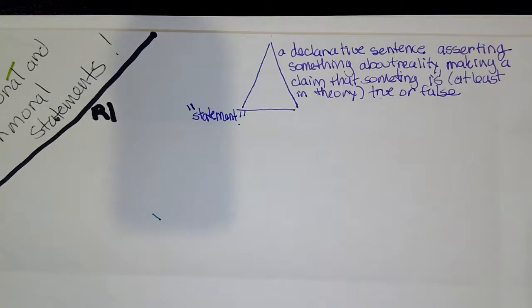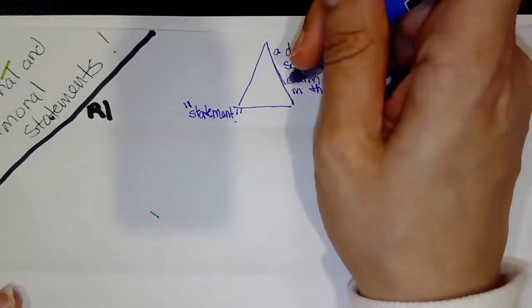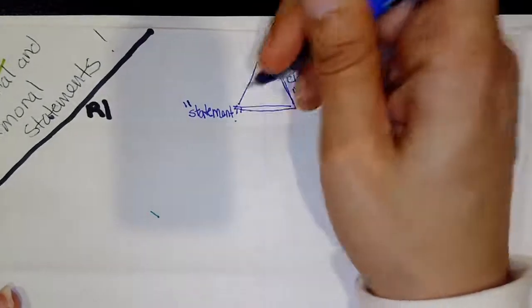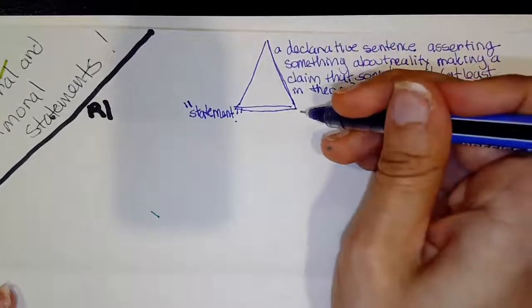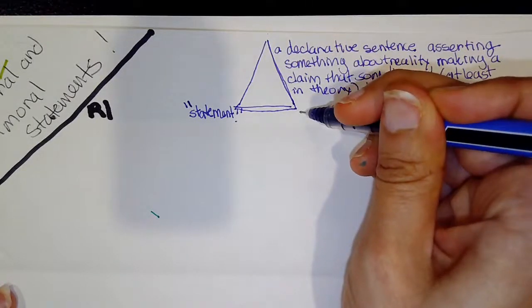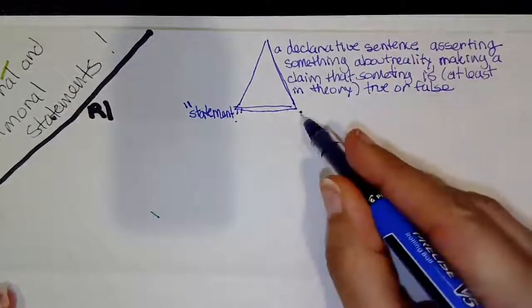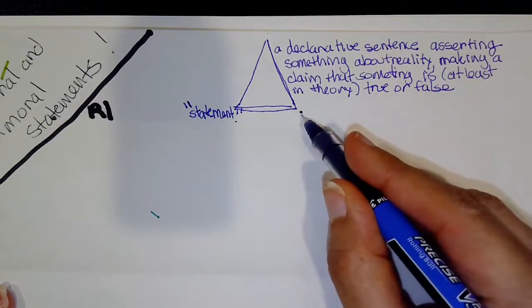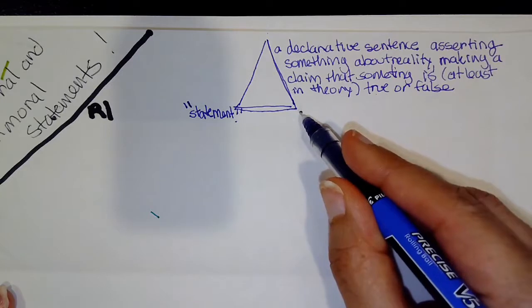So a declarative sentence asserting something about reality, making a claim that something is at least true or false, that is with respect to that assertion about reality. So a statement makes an assertion about reality that can in theory at least be categorized as true or false. So when I use this visual method, what I usually do is I put examples in the bottom right-hand corner, okay? Now, I'm not going to do that because the point of this lecture is not to focus on the notion of a statement itself.